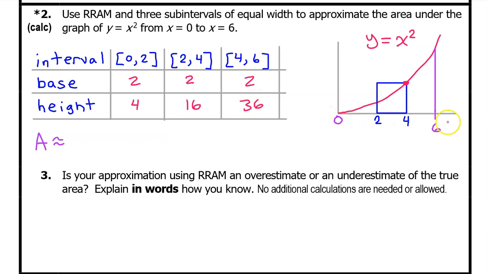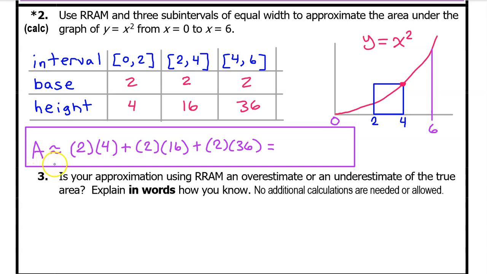So the area under the curve from 0 to 6 is approximately equal to the sum of the areas of the three rectangles. That's 2 times 4 plus 2 times 16 plus 2 times 36. This is a full credit answer, so I encourage you to leave your answer like this. But if you're curious, it does work out to be 112.